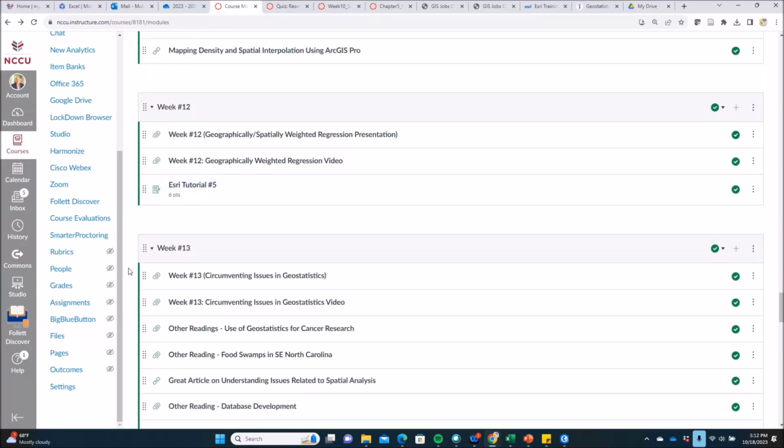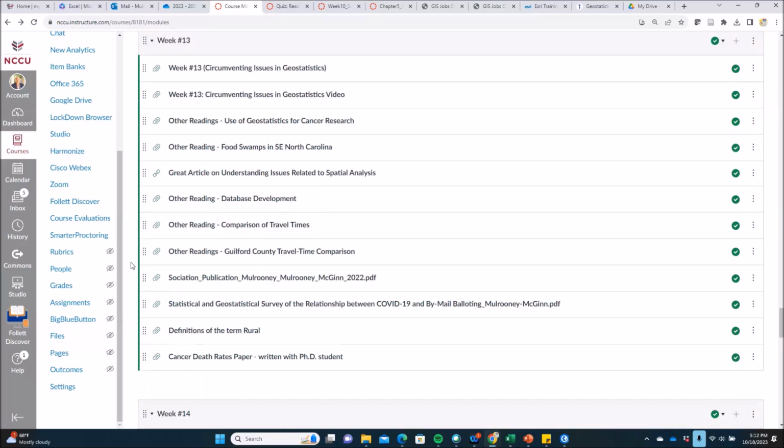And then we're going to combine weeks 12 and 13. And then week 13, we're going to tie a nice bow on everything while I talk about circumventing issues in GIS. Because today we're going to talk about independent variables, dependent variables, this thing called regression.